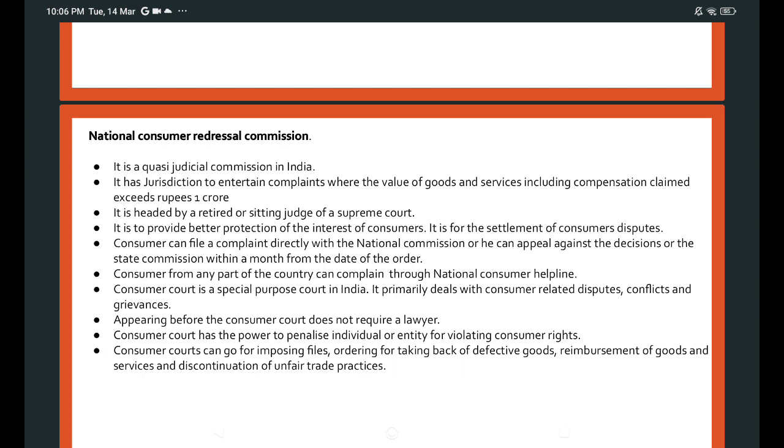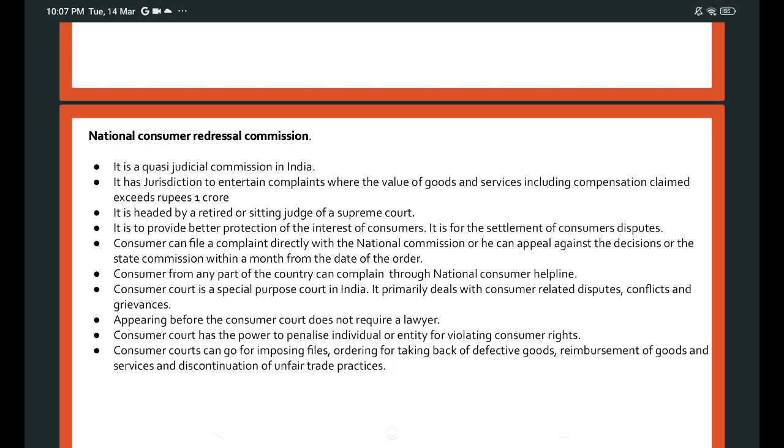Consumer can file a complaint directly with the National Commission, or he can appeal against the decisions of the State Commission within the month from the date of the order. Consumer from any part of the country can complain through National Consumer Helpline.